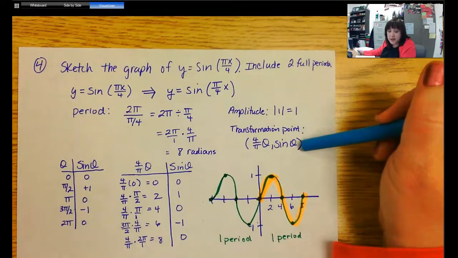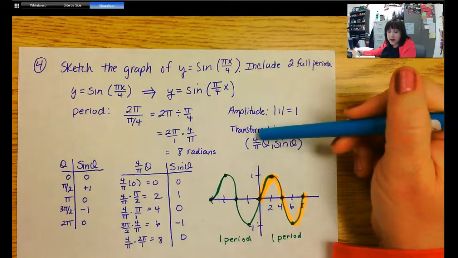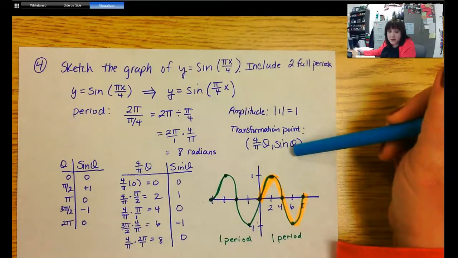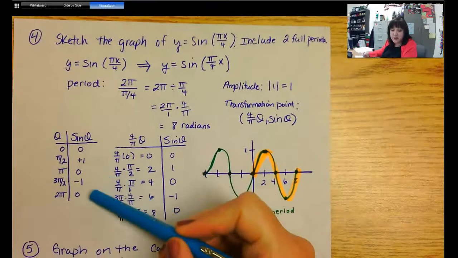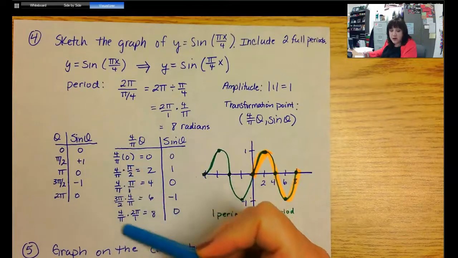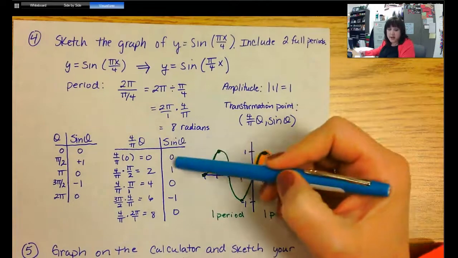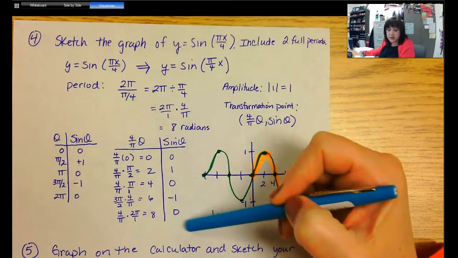So my transformation is I'm going to multiply the angles by 4 over pi, and I'm not going to do anything with my sine value points. So back to my parent function table. I multiplied all of the angles by 4 over pi, and I got 0, 2, 4, 6, 8. Nice, pretty numbers. Nothing changed in my sine value column.